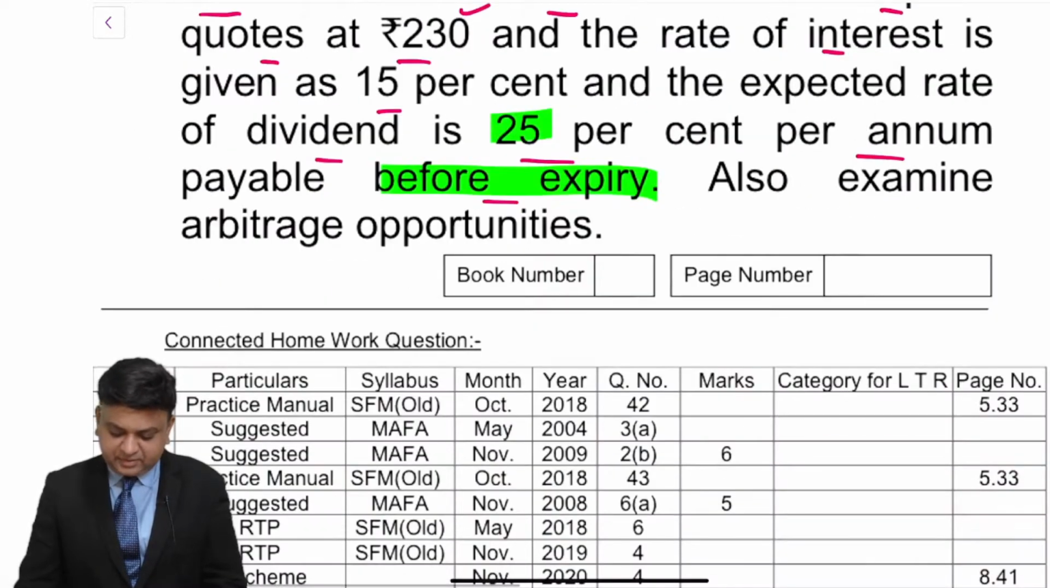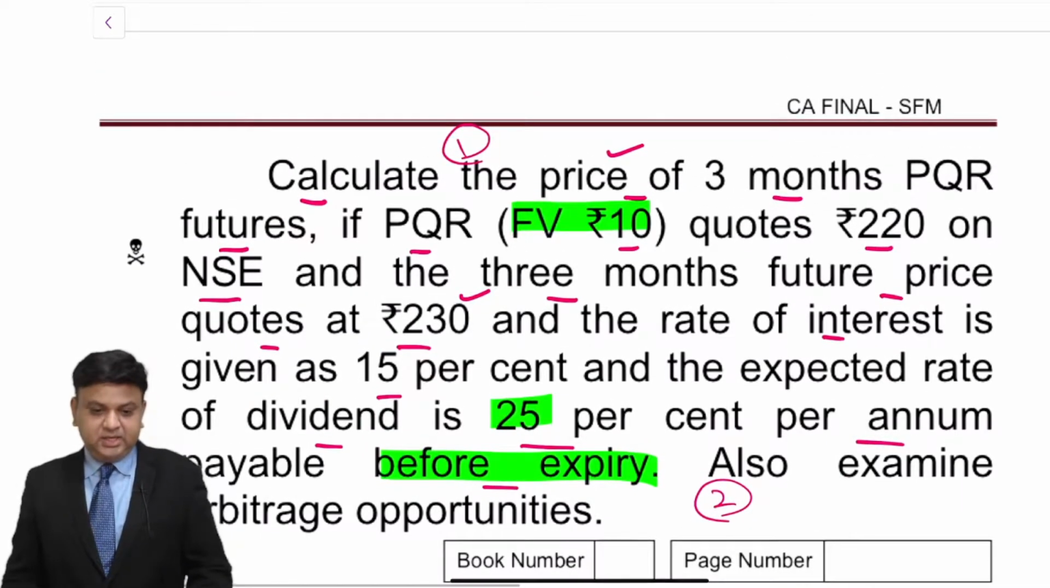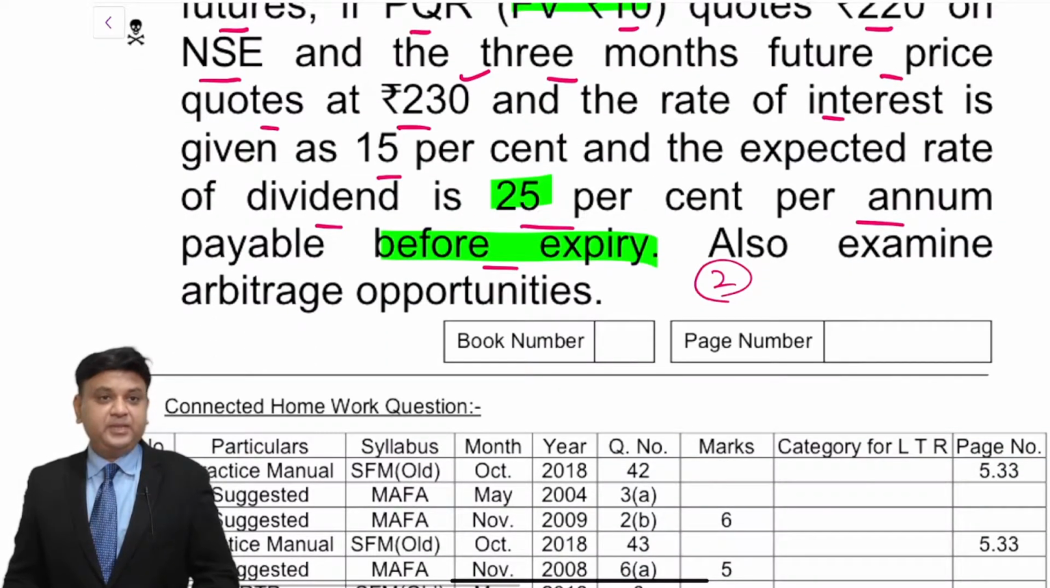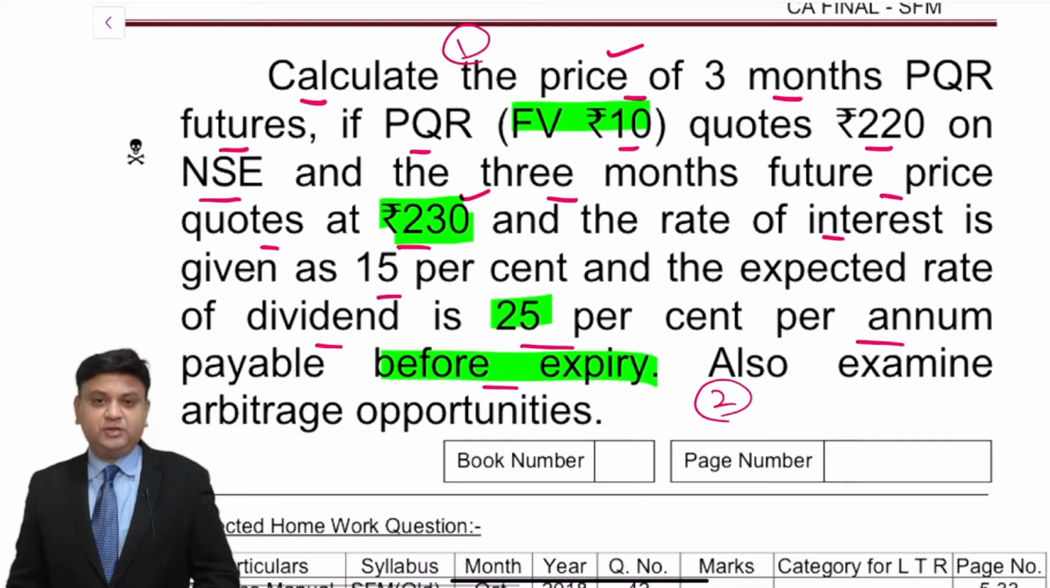Then the second part of the question, also examine the arbitrage opportunities. Means you are required to compute whether arbitrage is existing or not, and if it is existing, compute the same if the actual price is 230. That is the way the second part of the question is given. I request all of you to make calculation of the first part of the question, wherein I want you to compute the forward/futures price of the underlying asset for a time period of 3 months.